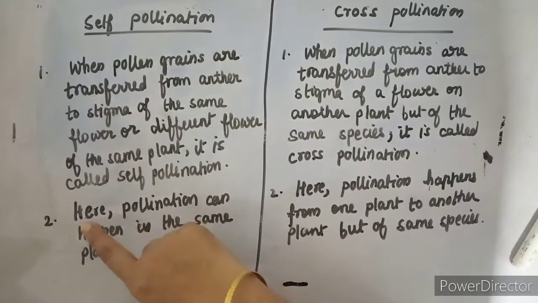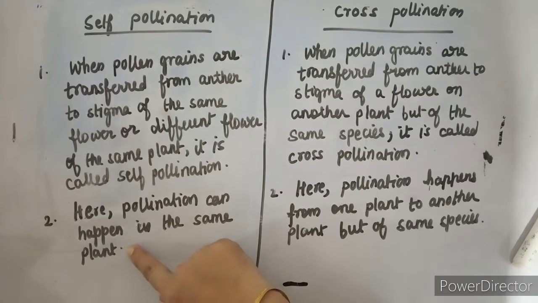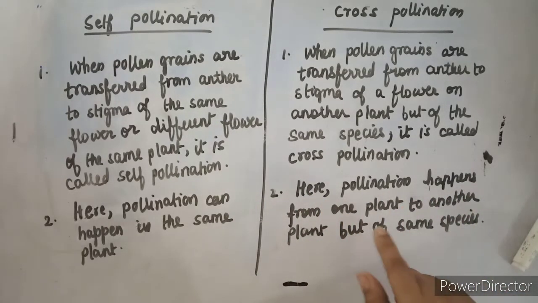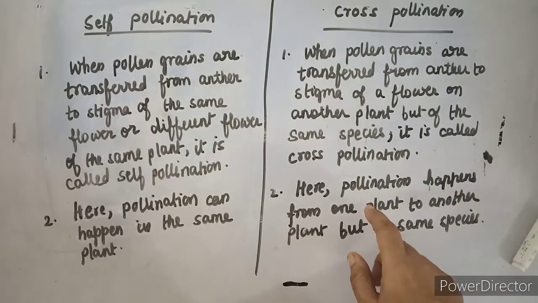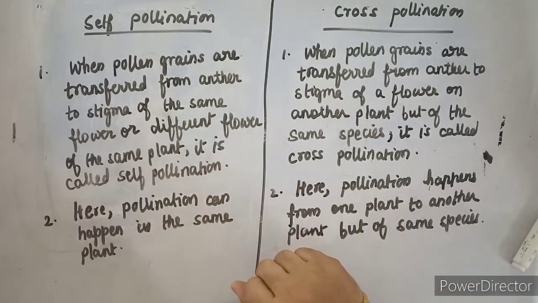And the second point: here pollination can happen in the same plant. So if only one plant is there, self-pollination can happen. Now here pollination happens from one plant to another plant but of the same species. So here two plants play a role. From one plant to another plant the pollen grains are transferred. So here two plants are necessary, while there only one plant is required for the pollination. Okay, so this is the third one.